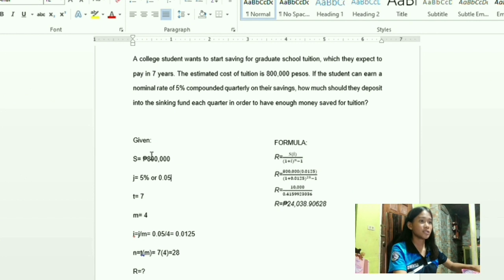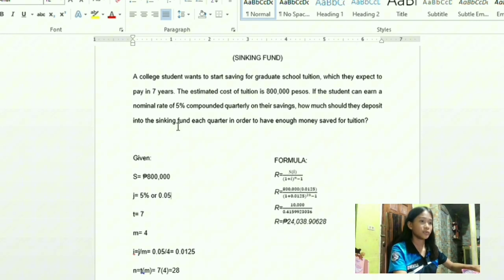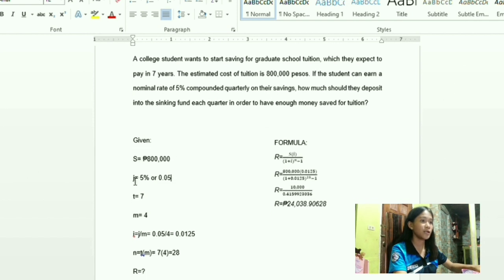So here is our given. The future value is 800,000 pesos. Our nominal rate is 5%, or 0.05 in decimal. Our time is 7, which is 7 years. And our M is 4, which is compounded quarterly. And i is equal to j over m, so our j here is 0.05, over 4, since our m here is 4. So it is equal to 0.0125.